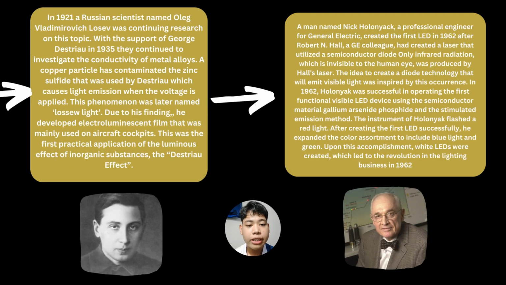In 1921, a Russian scientist named Oleg Vladimirovich Losev was continuing research on this topic. With the support of George Destriau in 1935, they continued to investigate the conductivity of metal alloys. A copper particle had contaminated the zinc sulfide that was used by Destriau, which caused light emission when a voltage was applied. This phenomenon was later named laser light.